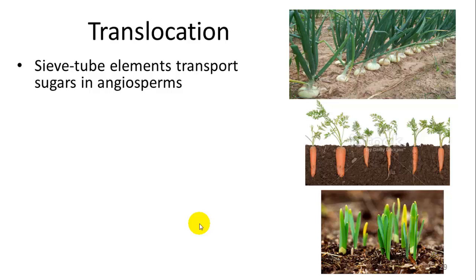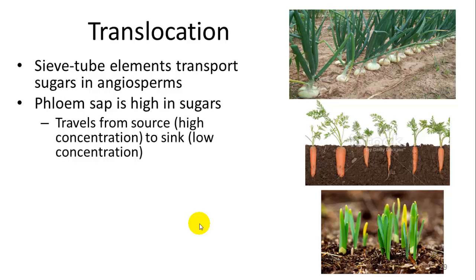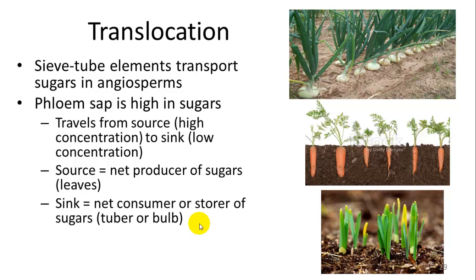If you remember, sieve tube elements were the cells in the phloem that transport sugars. The phloem sap is high in sugar, and it travels from source to sink, and this can change depending on the time of year. The source is the net producer of sugar, so in the summertime that's going to be the leaves, and the sink is going to be where you're going to store the sugar or use it. And this may be in the root, such as in carrots, or in the stem, such as in onions. It depends on the different type of plant.